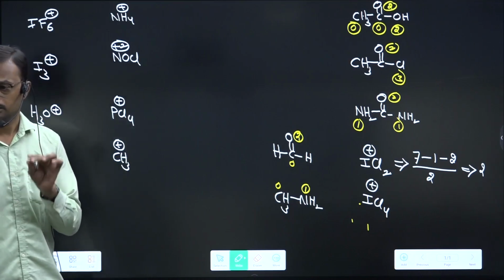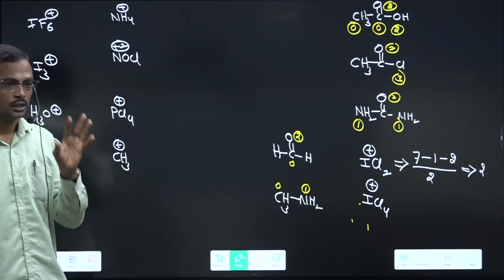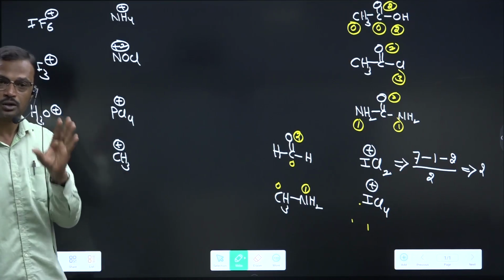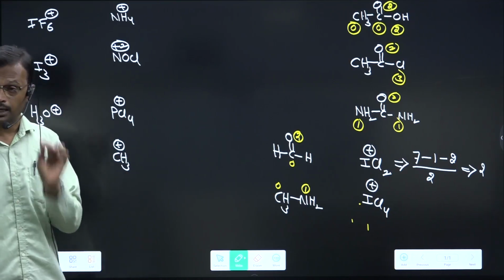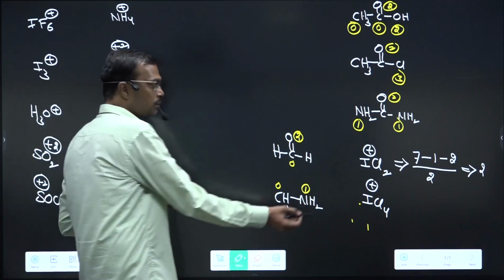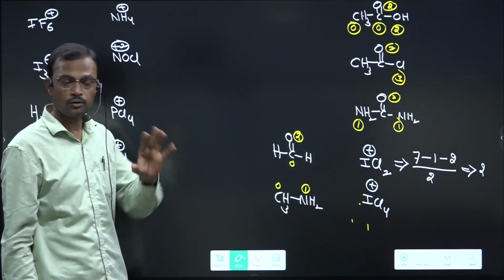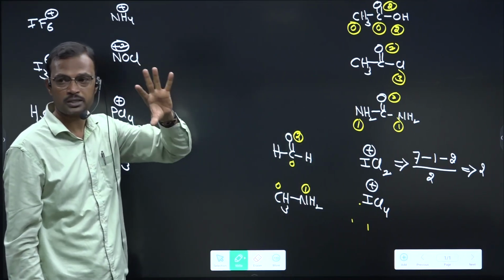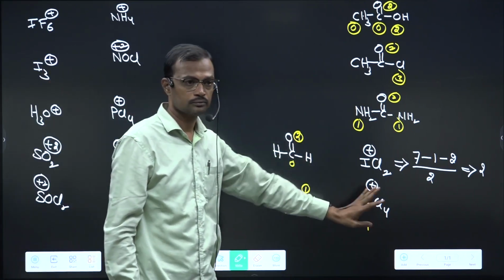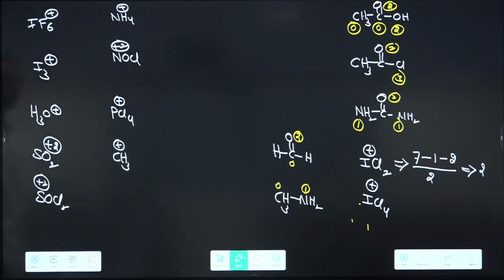If they ask the total number of lone pairs, that is a different question. Be careful. That's why don't be in a hurry when attempting the questions. Count how many lone pairs are present on the central atom. If they mention the central atom, at that time you calculate only for the central atom, applying this formula individually. And if they ask how many total lone pairs are present, that is a different question. Clear?